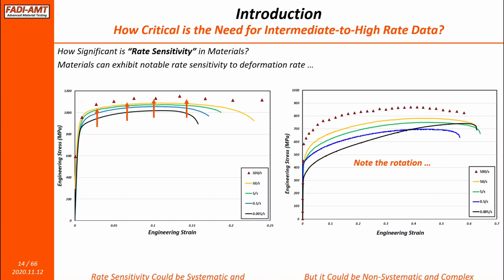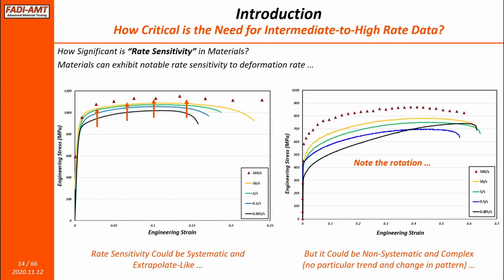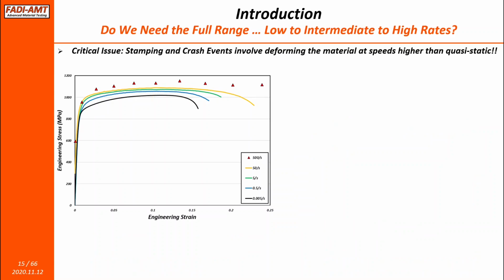So between these two cases, where some materials are relatively gentle and systematic in their behavior and could be extrapolated from quasi-static to dynamic or high rate, you have some materials that cannot be described systematically, and they're more complex. Therefore, it is always important to obtain the data at high rates.